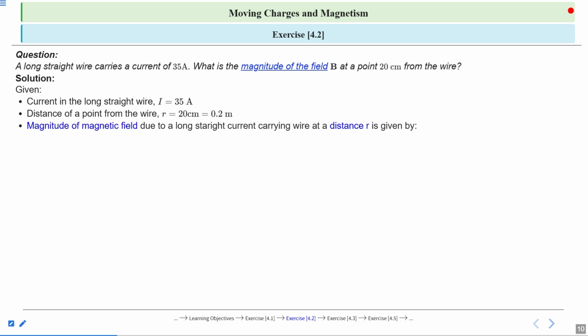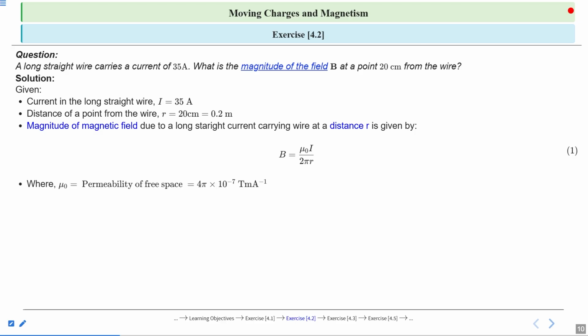So the magnitude of magnetic field due to a long straight current carrying conductor at a distance R is given by, what is the expression for it? B is equal to mu naught I upon 2 pi R by Ampere circuital law. We found this expression or relation using Ampere circuital law. So B equal to mu naught I upon 2 pi R. Mark it as first equation.